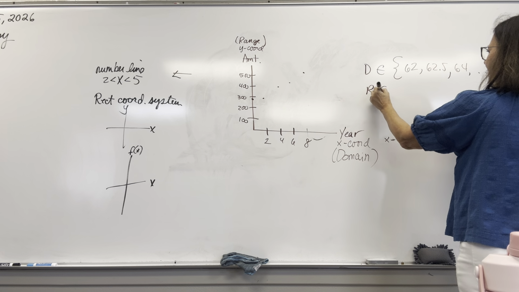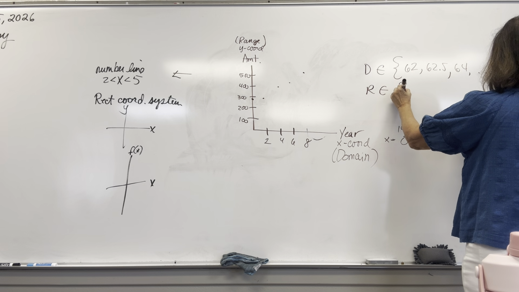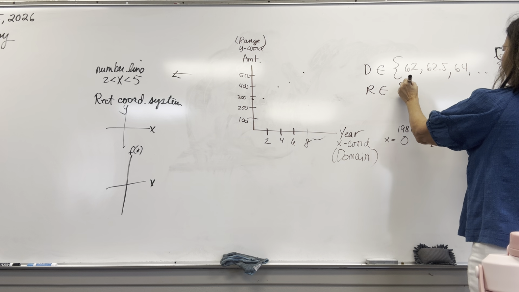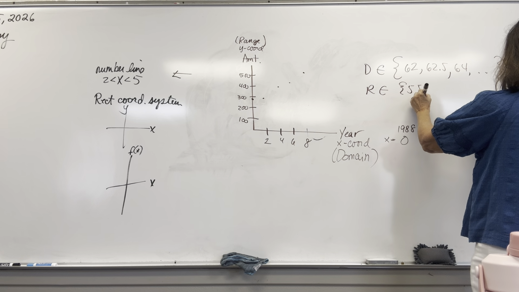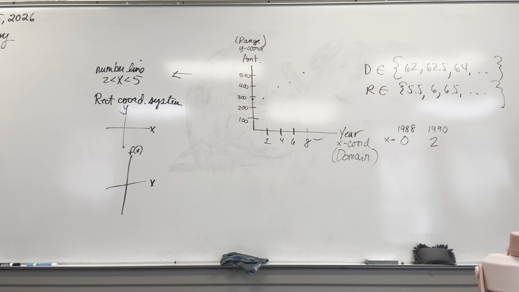Then the range is an element of, what's the smallest? 5.5, 6, 6.5, and so on. Make sense? Domain and range.